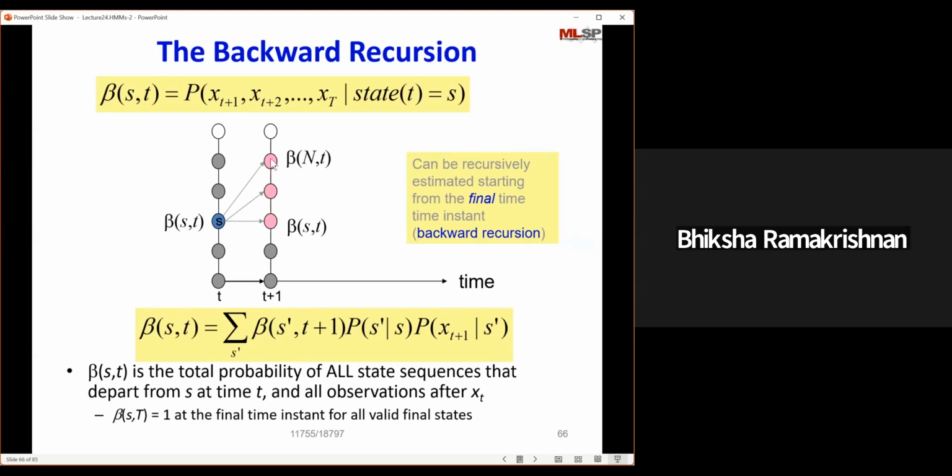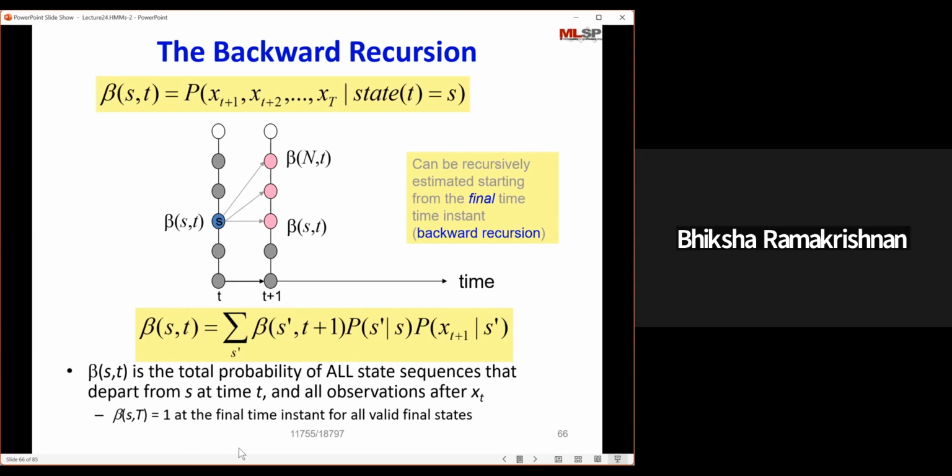And so beta S t is the sum over all children of the probability of transitioning to the child times the probability of generating the t+1th observation from the child times the beta of the child. So this gives me a recursive formula for the betas. Does this make sense? The rest of you, that makes sense?